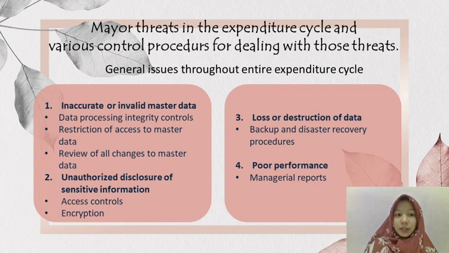General issues throughout the entire expenditure cycle. The first threat is inaccurate or invalid master data. The solutions are data processing integrity controls, restriction of access to master data, and review of all changes to master data. The second threat is unauthorized disclosure of sensitive information. The solutions are access control and encryption.